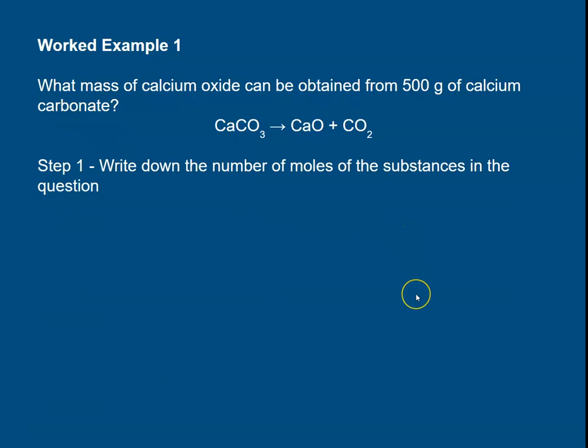The first step is to write down the number of moles of the substances in the chemical equation. Now we're not bothered with carbon dioxide because it's not in the question. So we just want moles of calcium carbonate and moles of calcium oxide. No number in front, so it means 1 mole, 1 mole.